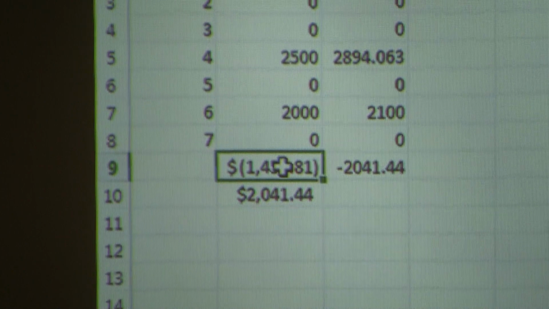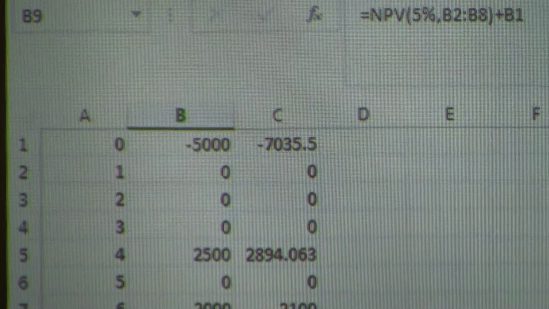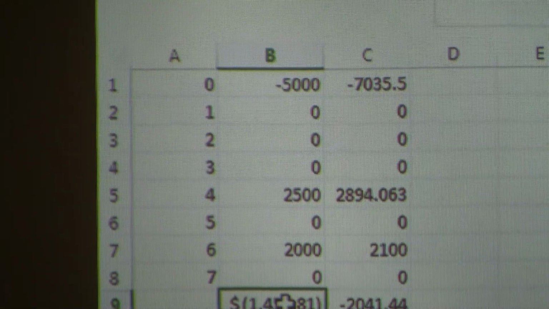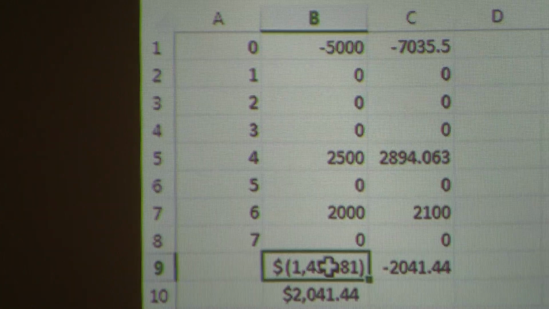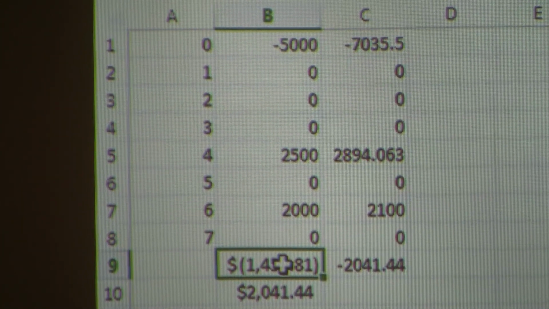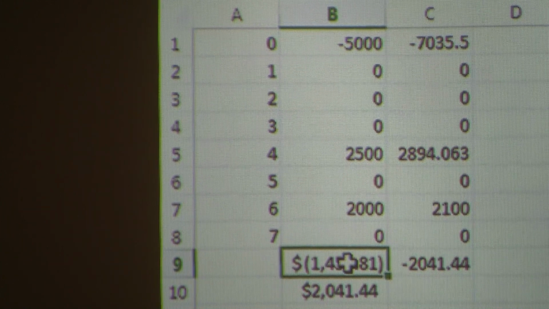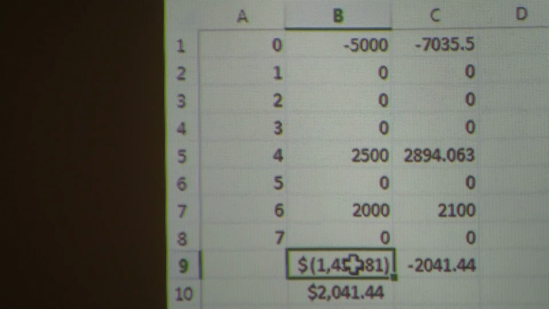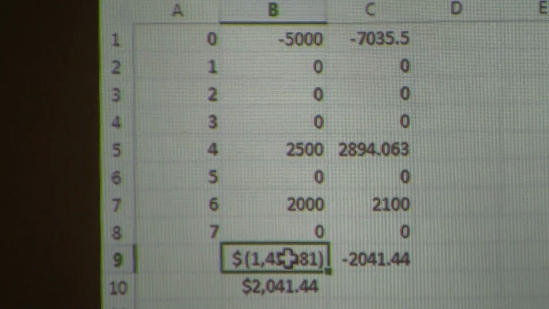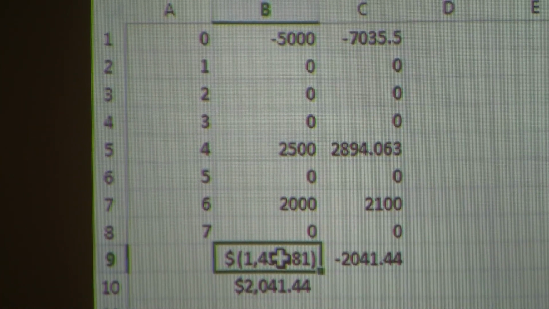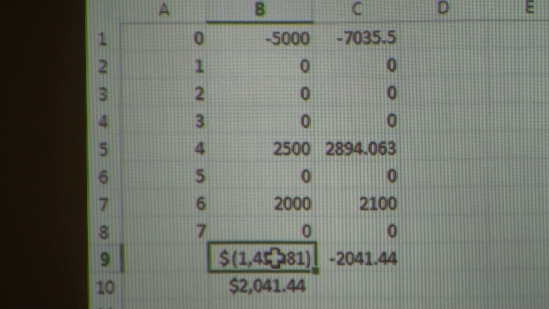B9, net present value. Net present value finds the present value of a series. So it's equals NPV with the rate, and then the series of cells you're looking for from 1 through, not from 0. It takes those values and brings them all back 1 year prior to the start of your series. So if I started at 1, it'll bring it back to 0, which is good. If I start at 0, it'll bring it back to a year before when we're starting, which is not.